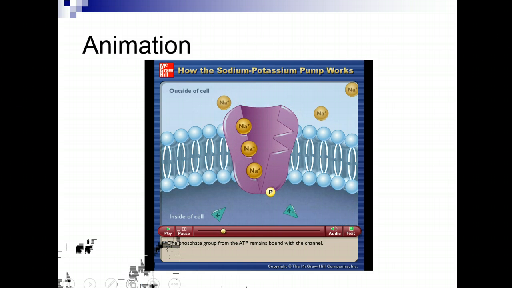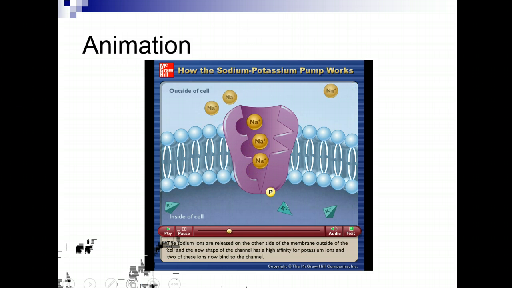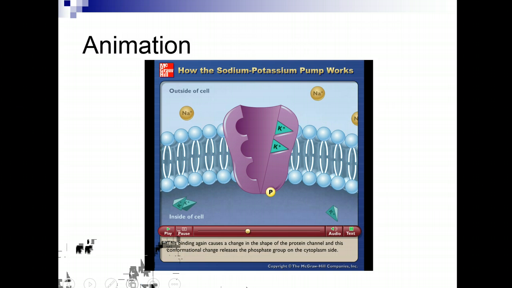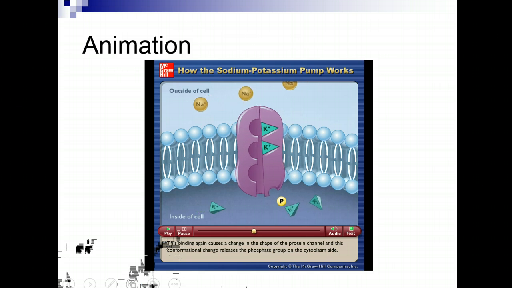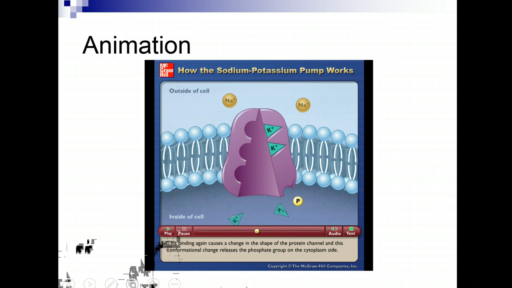1 phosphate group from the ATP remains bound with the channel. The sodium ions are released on the other side of the membrane outside of the cell, and the new shape of the channel has a high affinity for potassium ions, and 2 of these ions now bind to the channel. This binding again causes a change in the shape of the protein channel, and this conformational change releases the phosphate group on the cytoplasm side.